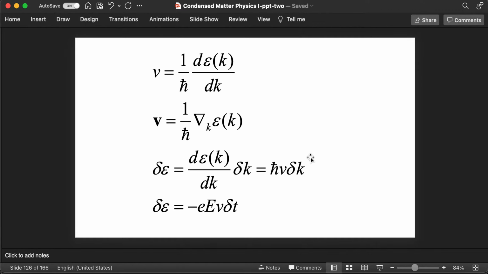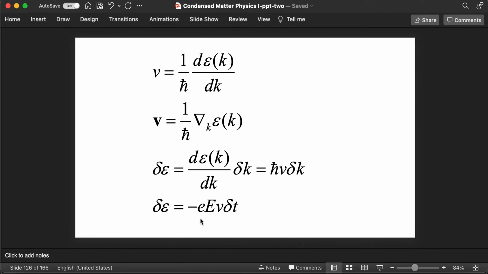So the velocity, as we saw in the previous class, is basically given by that expression. It's the gradient of the band structure, and from this we can work out a simple equation of motion for the Bloch electrons. So we can write the change in energy as this. We can equate that change in energy to a change in wave vector, and this, essentially from the definition of the velocity, becomes that. And the change in energy under an external electric field can also be written as this.